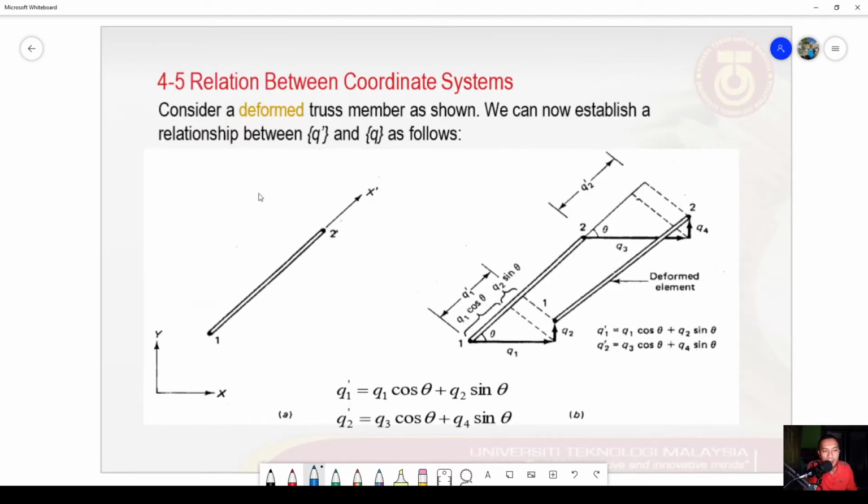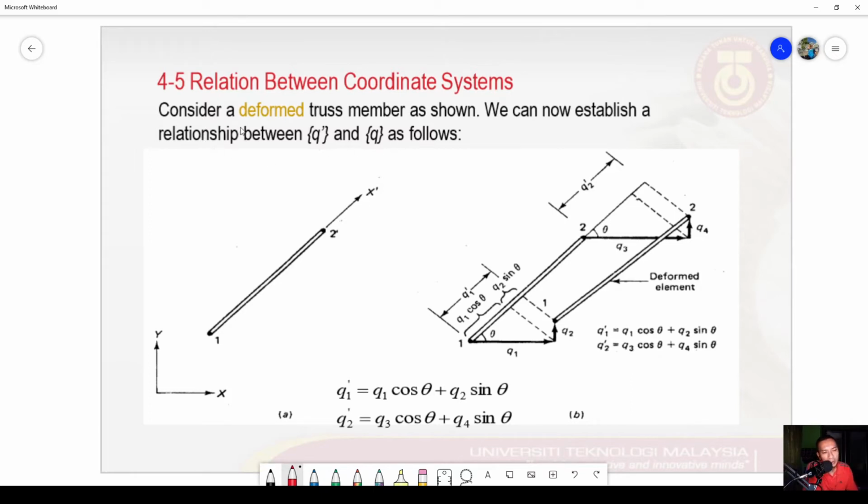So this slide actually shows that the local and global coordinate systems are interrelated, which means we can do the transformations from the local coordinate system into the global coordinate system, and we can do the transformations from the global coordinate system into the local coordinate system as well.